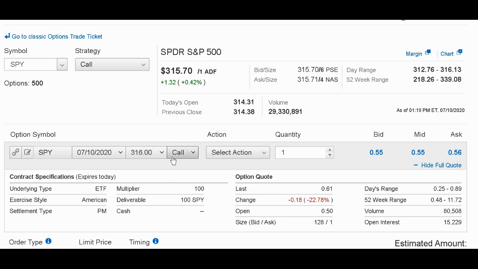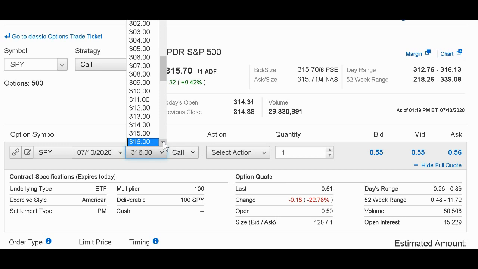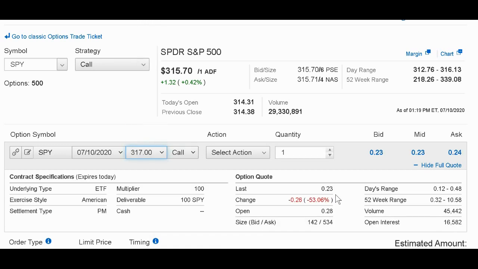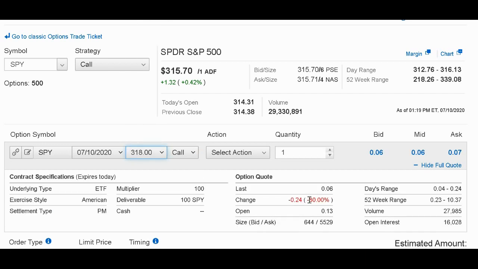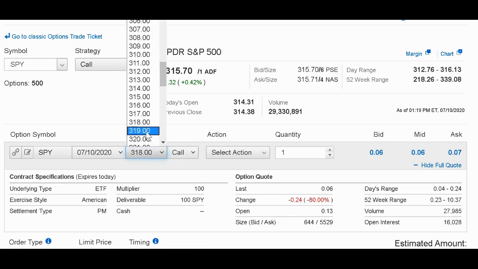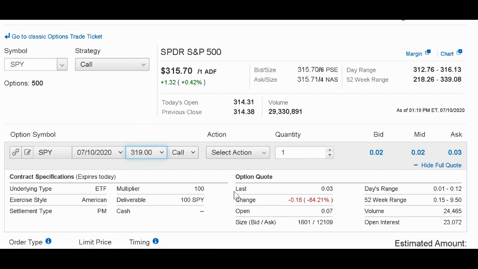Okay, let's take a look at out of the money. Is out of the money any better? Well, let's take a look at 317. That's worse, much worse. Down over 50%. Okay, down 53% in one day, mind you. And then when you go further out of the money, it's even worse. Down 80%. You get the idea, right? 84%. So yeah, the further you go out of the money, the worse it is.